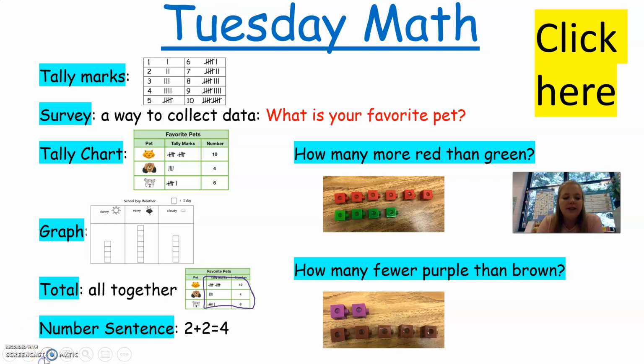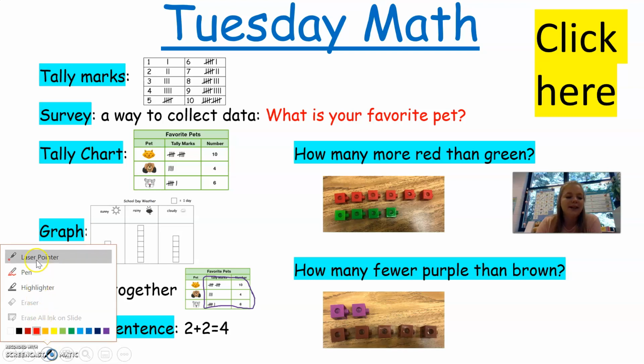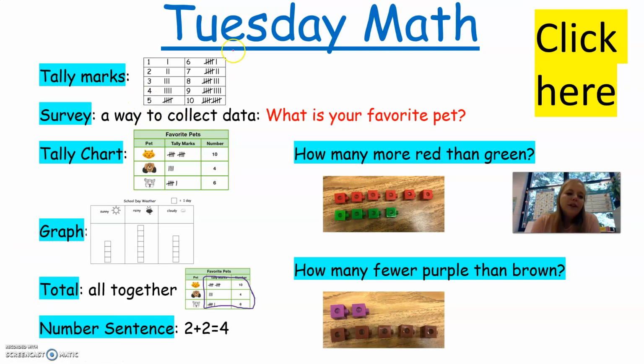A lot of this is the same from last week. Okay, I added a few new things though. The first one is tally marks. Remember, tally marks are a way to show numbers, and when you get to 5, you cut across.